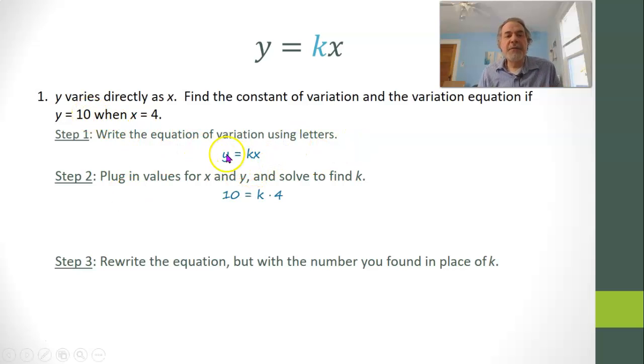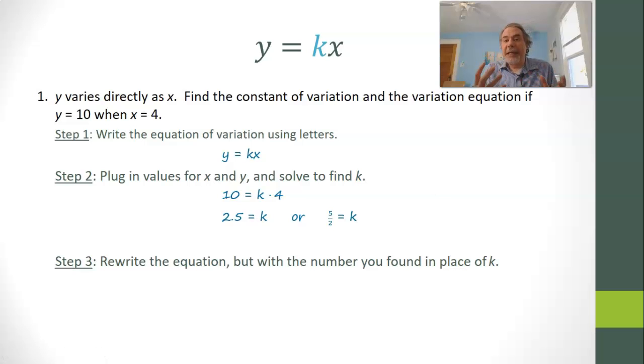So I'm putting 10 in for y and 4 for x. 10 equals k times 4. To solve that for k, I need to get k by itself. I need to go from k times 4 to just plain k. And I do that by dividing both sides of the equation by 4. So k equals 10 divided by 4, which you could either write in decimal form as 2.5, or in fractional form as, well, 10 over 4 simplifies to 5 over 2, 5/2 in lowest terms.